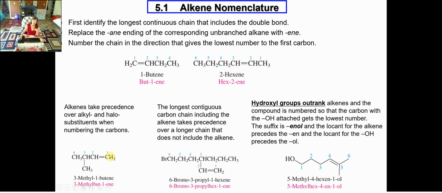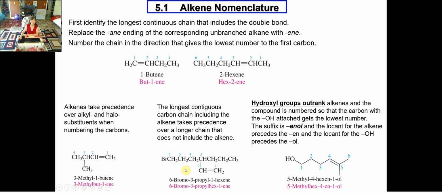This first example: you start counting carbon from the double bond. So from left to right, carbon 1, 2, 3, 4. At number 3, you have a methyl group. So from your butane, you convert it to butene, double bond named as number 1. And then at the number 3 locant, you have a methyl group. You call it 3-methyl-1-butene. You can simply call it 3-methylbutene.